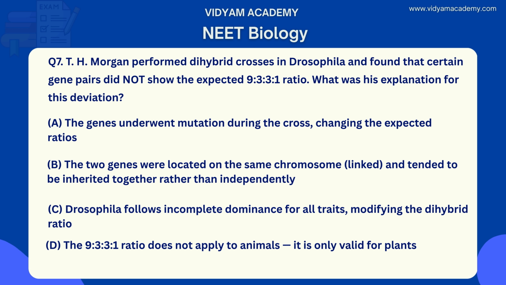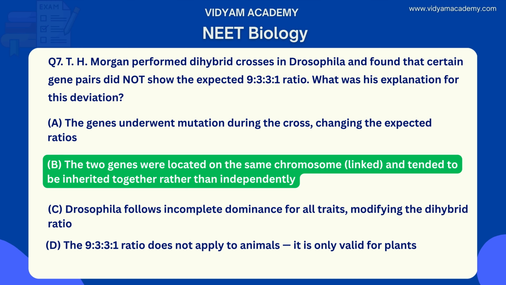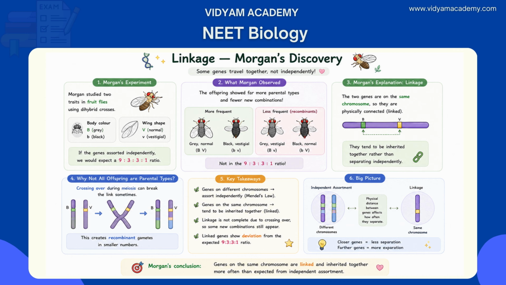What is the right answer? Option B is the right answer. Why and how? Let's see the explanation. Morgan found that certain pairs of traits in Drosophila appeared together in offspring far more often than expected from independent assortment, deviating significantly from the 9:3:3:1 ratio. His explanation was linkage. The two genes were physically located on the same chromosome and were therefore physically connected, tending to travel together into the same gamete during meiosis.